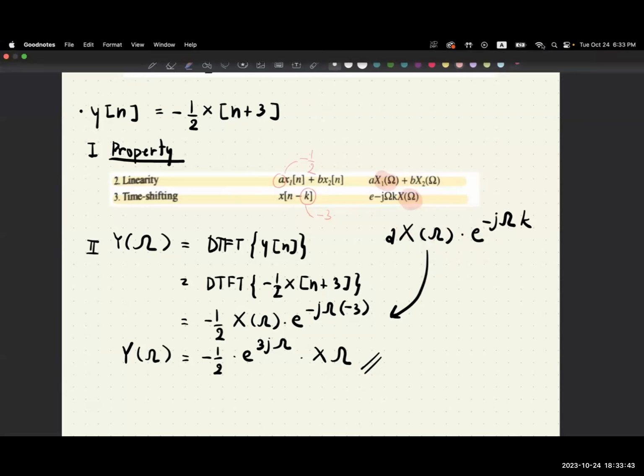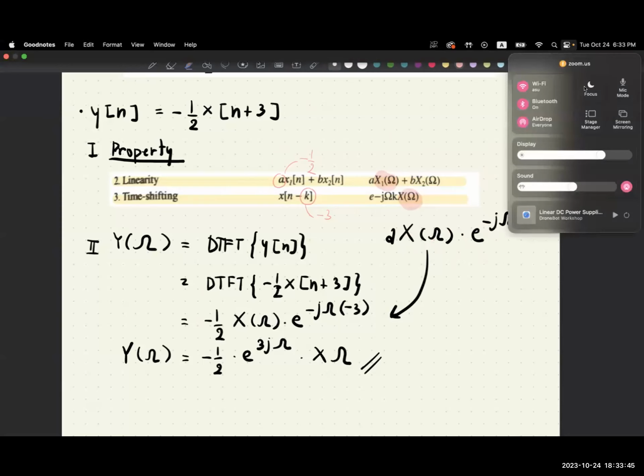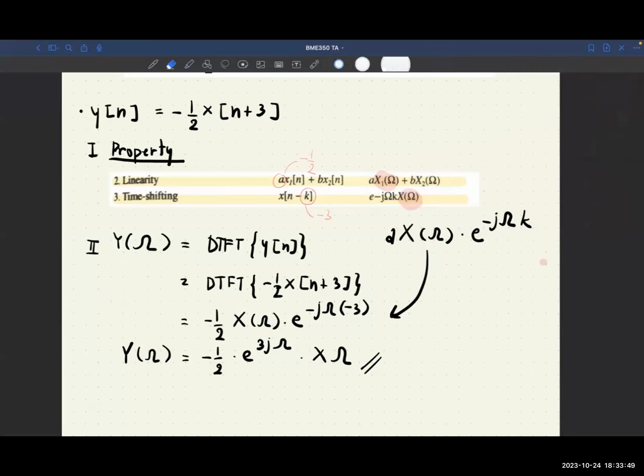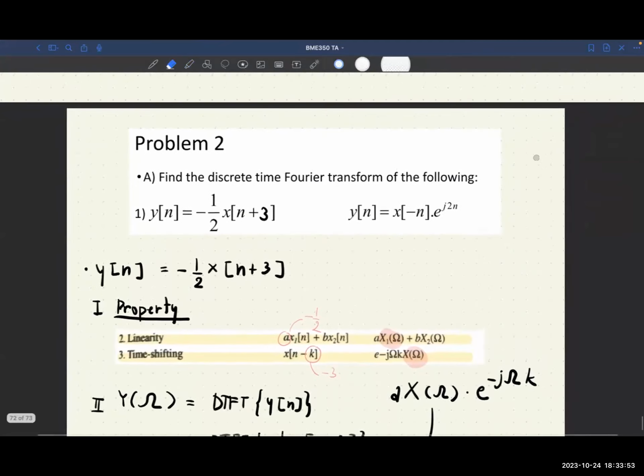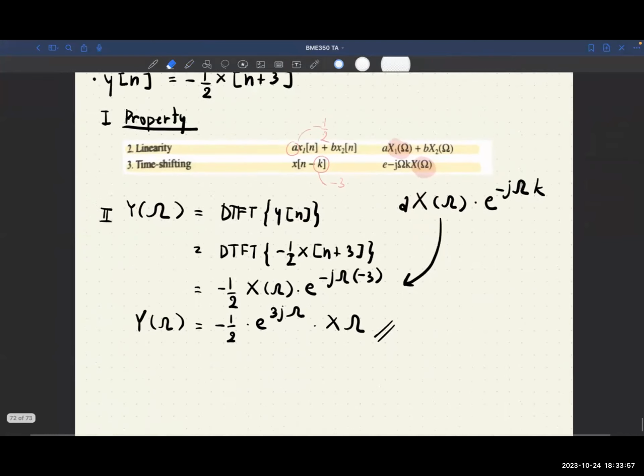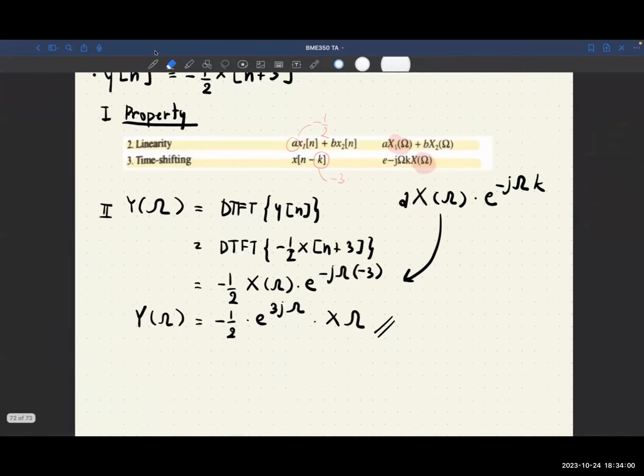Oh, let's see if I can mute. Okay. Cool. Also, put parentheses around the omega in that last line. Oh, thank you, Teresa. Okay, cool.